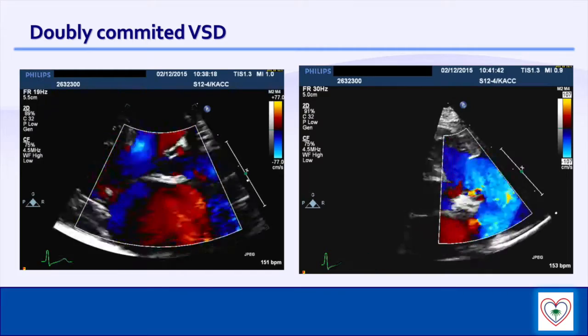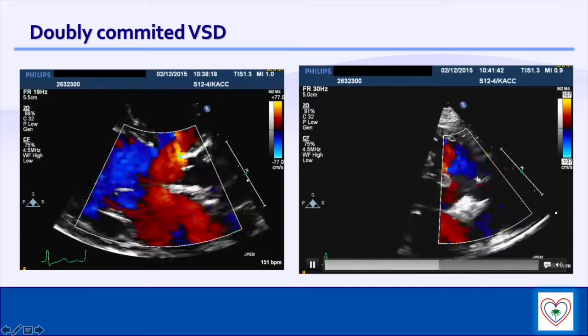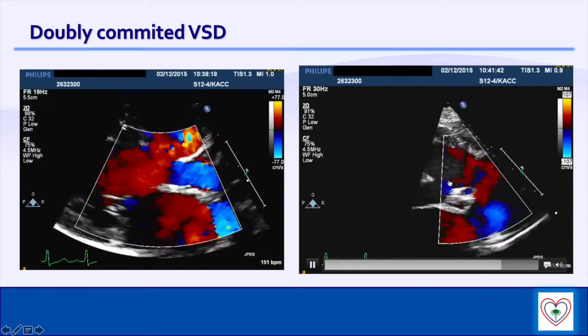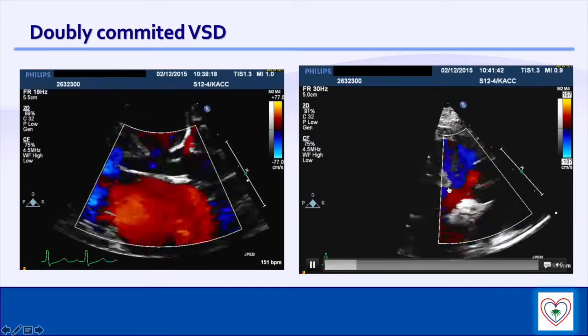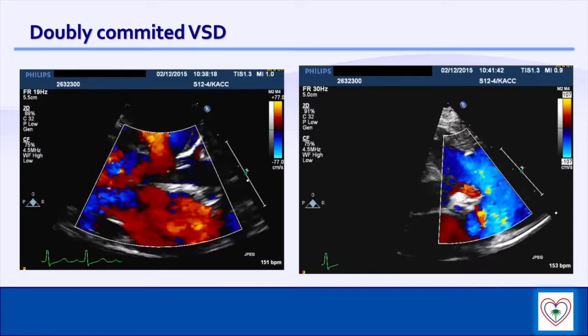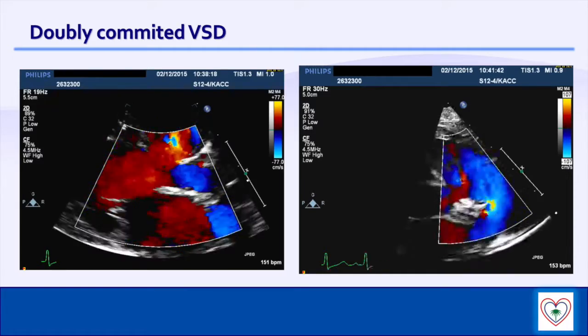Usually the surgeon will approach this VSD repair through the pulmonary valve. So they open the pulmonary valve and then suture and patch the VSD without opening the right atrium, and without going through the tricuspid valve.